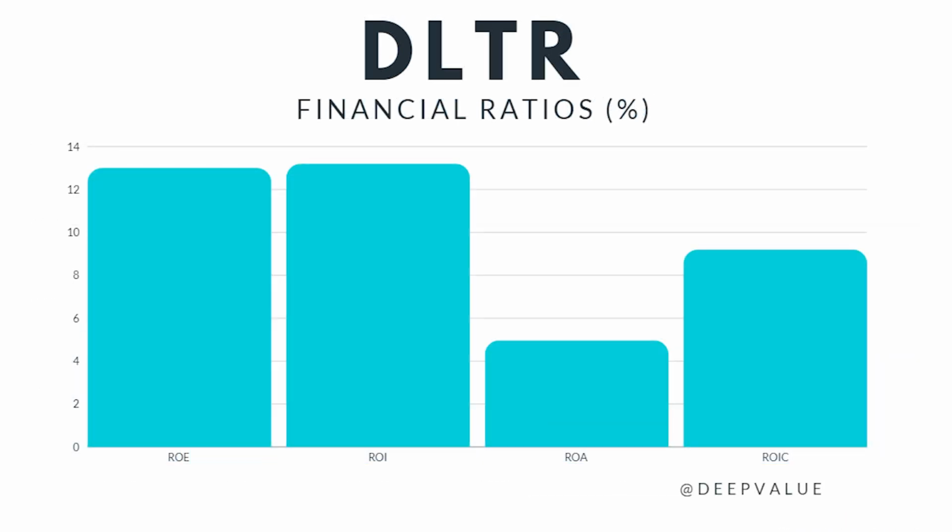Moving forward, let's look at the return metrics, to see how the company is utilizing its resources. The return on equity is 13%, the return on investment is 13.2%, the return on assets is 5%, the return on invested capital is 9.2%. Finally, let's find an acceptable buy price.